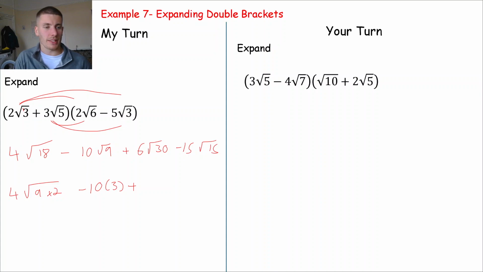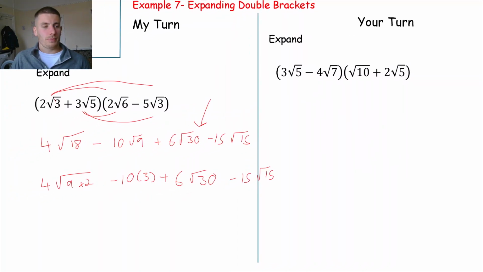So it's going to be plus 6 root 30, because remember root 30, there's not two numbers that multiply together to make 30 where one of them is a square number, so you leave it. And the same with 15, you can't break down 15 any further because there's not a square number that multiplies to make 15. So it's going to be just take away 15 root 15.